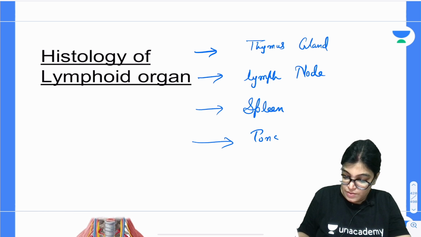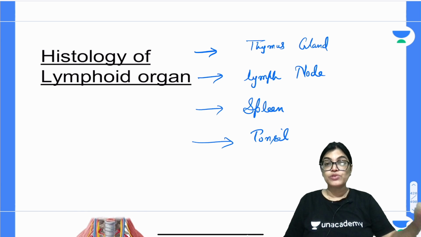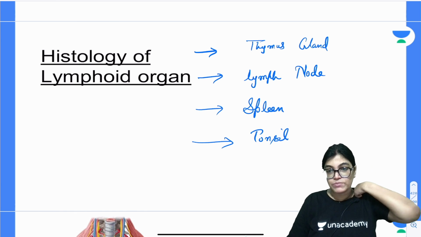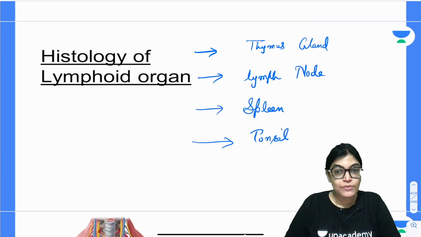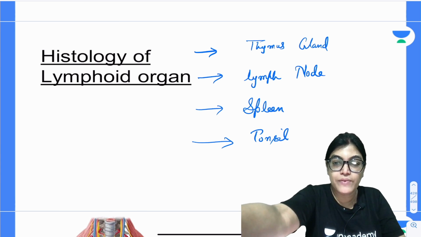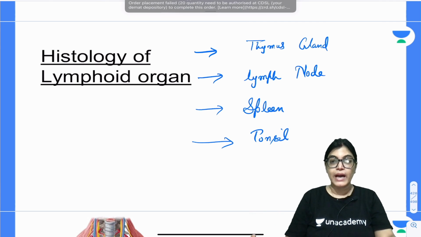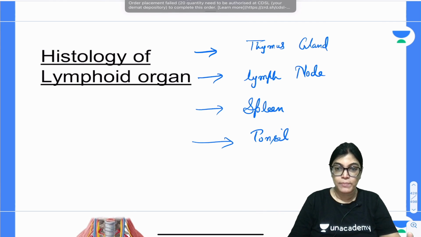So these are the 4 lymphoid organs or structures which are highly important for your MCQ session, for targeting your competitive exam. What is very much important is that we are going to cover this topic. So let's start with this.